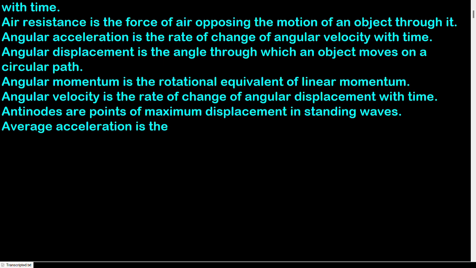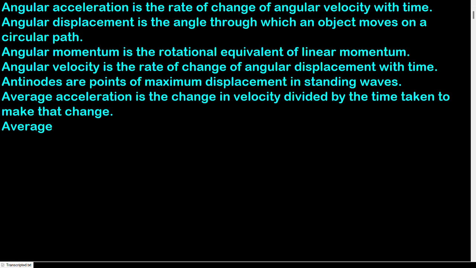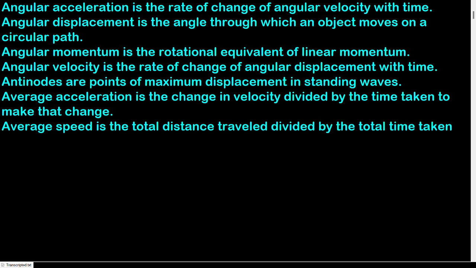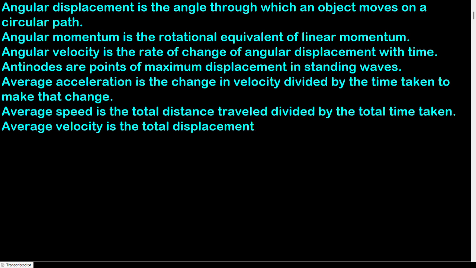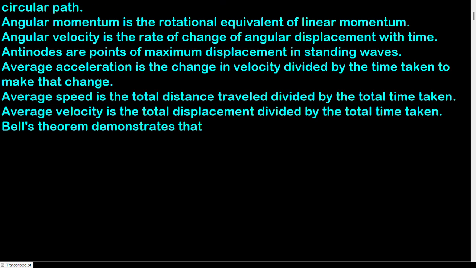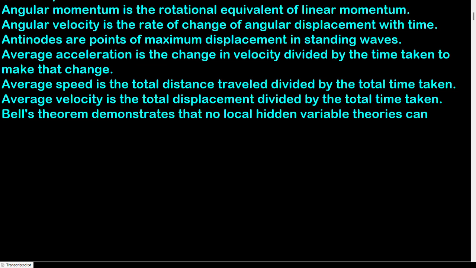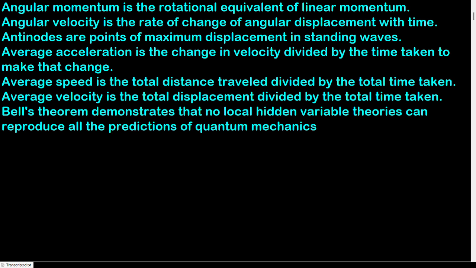Average acceleration is the change in velocity divided by the time taken to make that change. Average speed is the total distance traveled divided by the total time taken. Average velocity is the total displacement divided by the total time taken. Bell's theorem demonstrates that no local hidden variable theories can reproduce all the predictions of quantum mechanics.